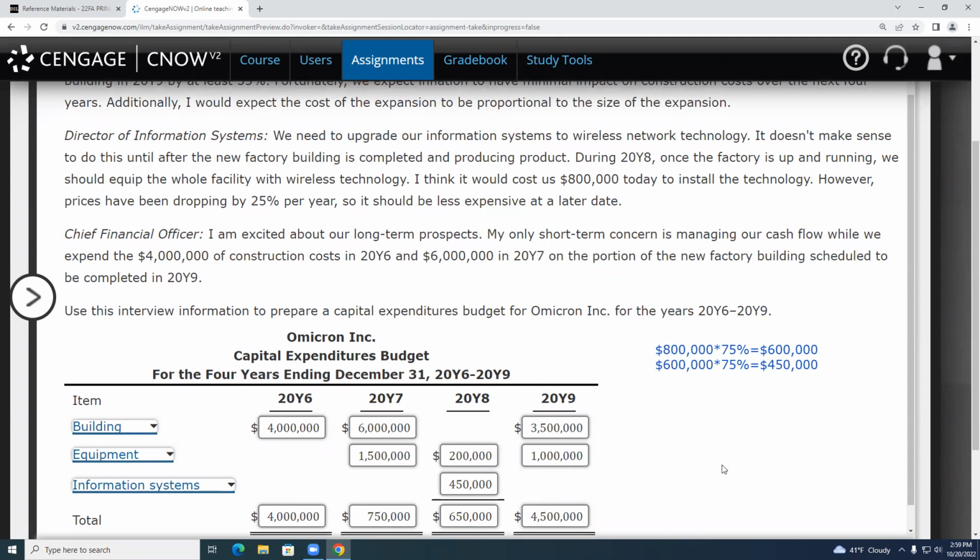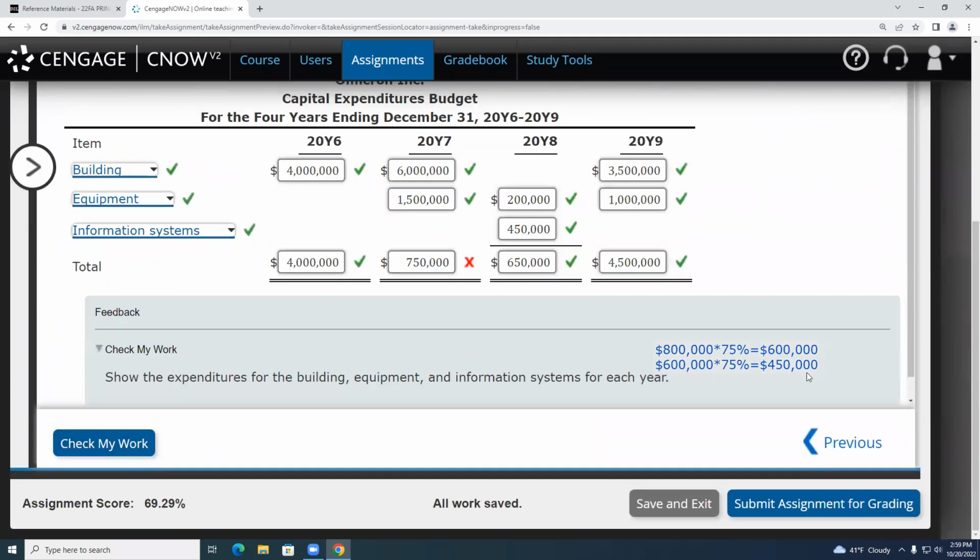Okay, put my green check marks in there. Oops. Okay, I missed a 0 there.